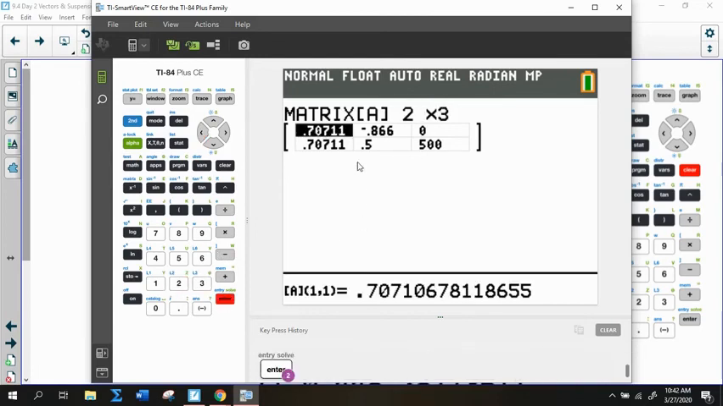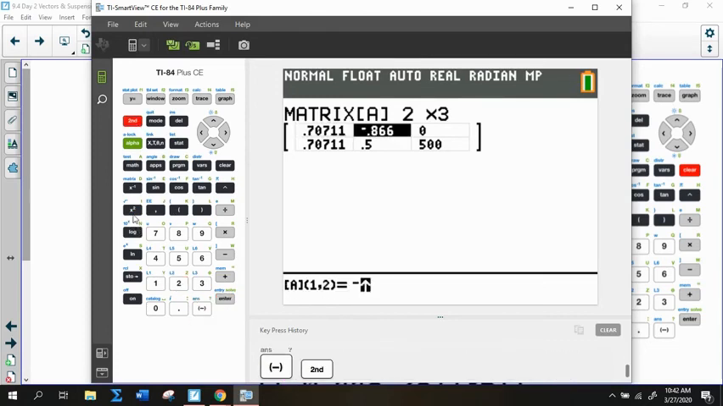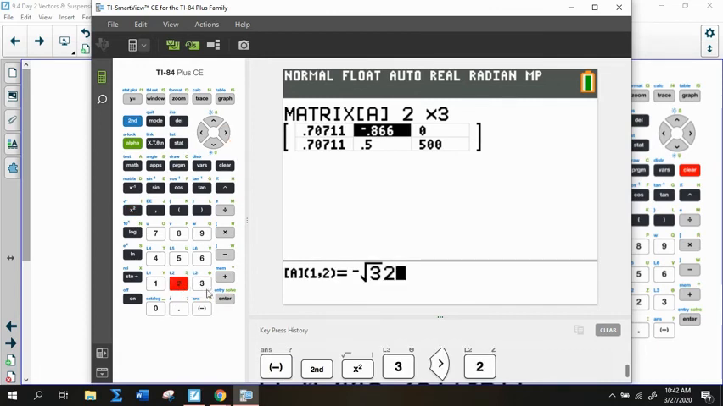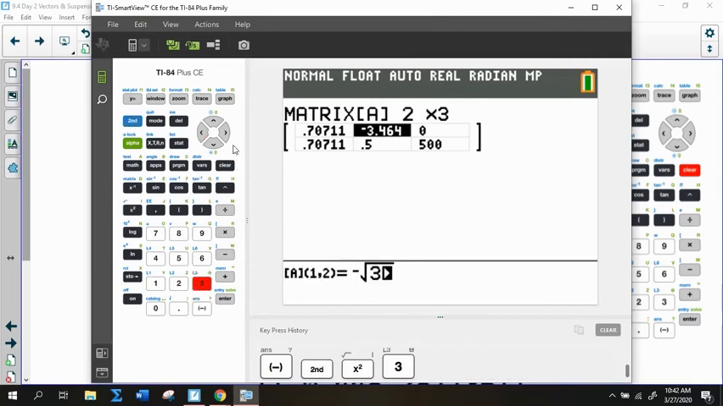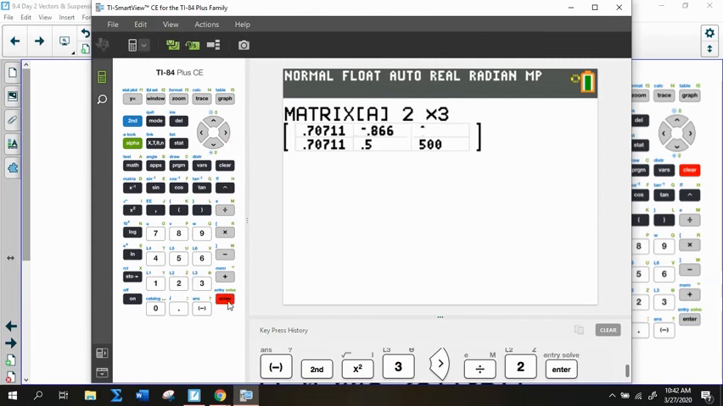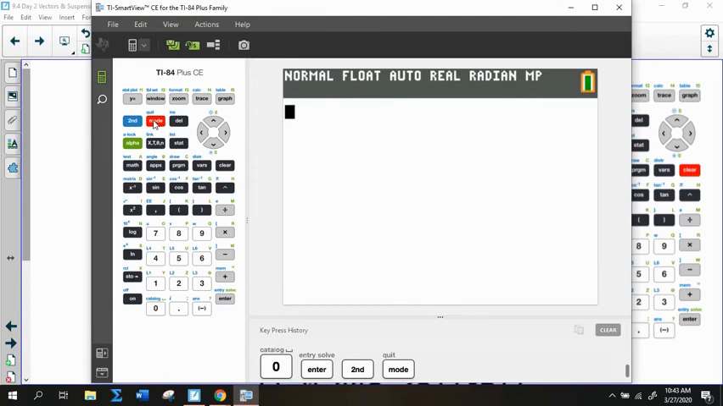Hit enter on each of those, and then you're going to type in exactly what each value is. If you didn't already know, 0.707 is the square root of 2 over 2. So we're typing in square root of 2 over 2 as the first spot. And then the second one is negative square root of 3 over 2. Oh, that's not what I typed. And then 0 in the third spot. And then the next row is also square root of 2 over 2, and then a half, and then 500. Once you have all of this typed in, you're going to exit the matrix.